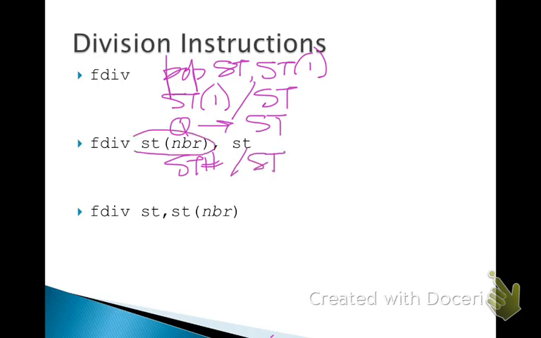In the second case, this is going to calculate ST number divided by stack top. Again, it will store the quotient in stack number, replacing the contents of stack number. And then finally, down here, this one is going to calculate ST divided by ST number, replacing stack top with the quotient. Okay? Alright, a few more.